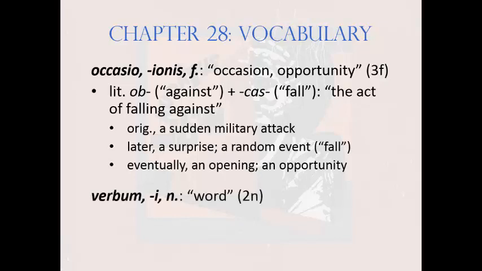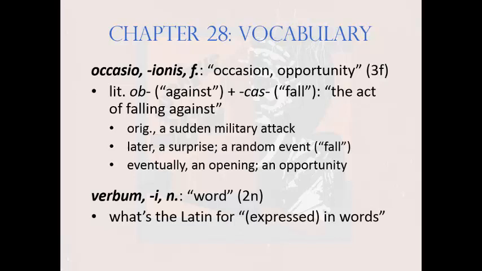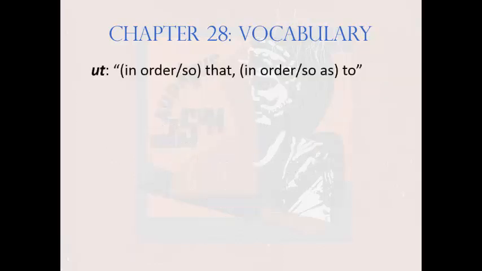The next word is verbum, verbi, neuter, meaning word. It's a second declension neuter noun. What case would the Romans have used if they wanted to say expressed in words? The ablative, of course. The ablative is used to express means. So what would the Latin be? Good. Verbis.